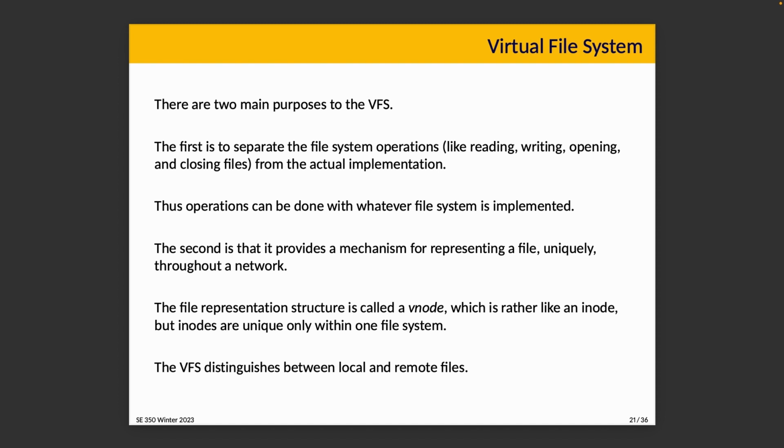So the first part is beneficial because operations can be done with whatever file system is underlying it. The second part is more interesting, though. If we are sharing files from servers across the network, that kind of thing, we might need a way to specify unique files. Which one are we referring to? There's probably lots of files called example.txt. And the final representation in the virtual file system is a structure called a vnode, which is kind of like the Unix inode, but inodes are only unique in the same file system. So you can have two inodes that are identical on two different disks, whereas the vnode is supposed to be a globally unique identifier here.